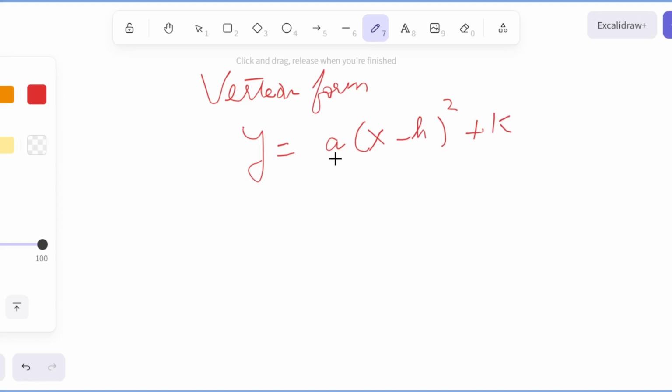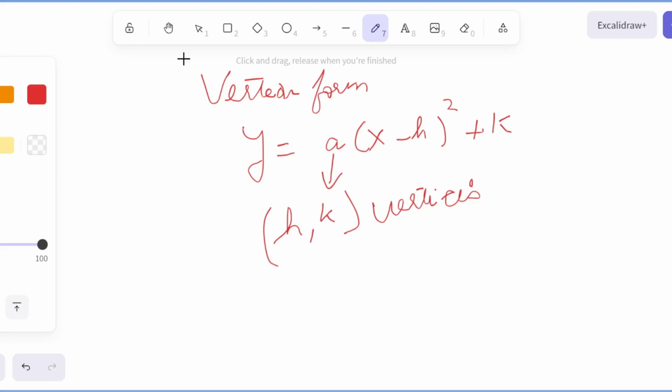Where a, as we learned in the previous session, lets us know whether it's a vertical compression or a vertical stretch, and the sign will tell us whether the parabola is facing upwards or downwards, right? And h and k are the coordinates of the vertex of the parabola, right?